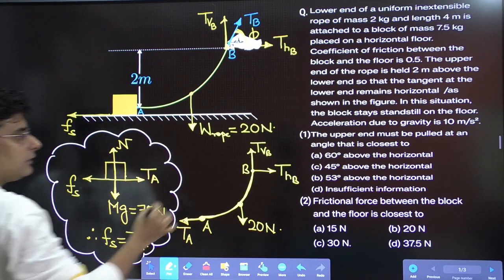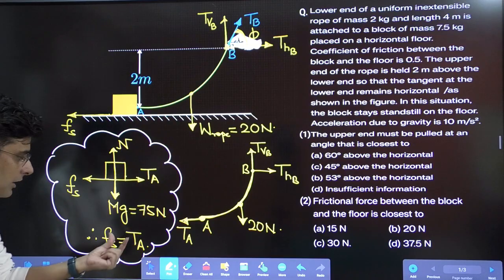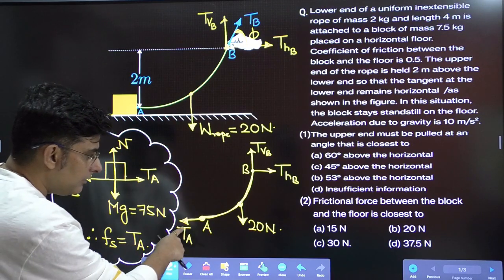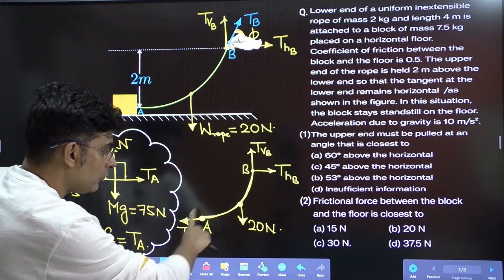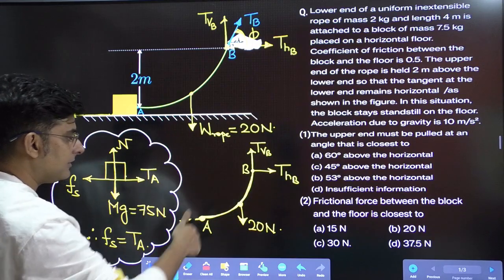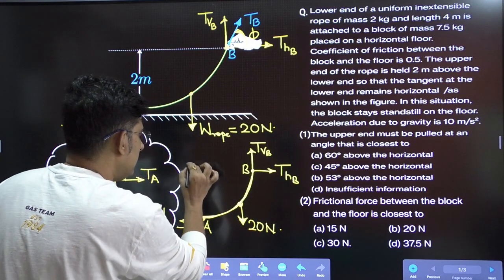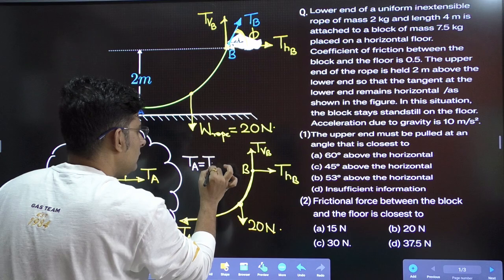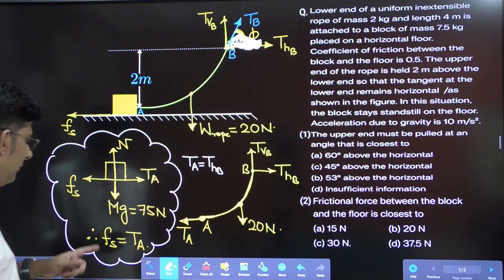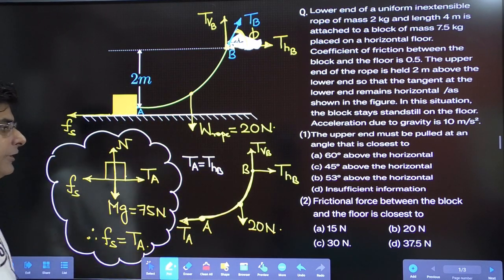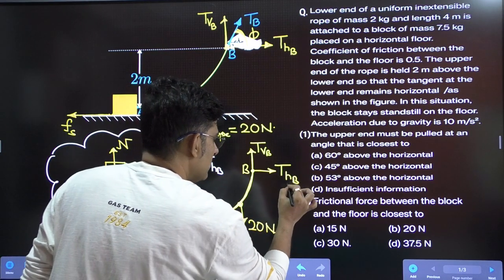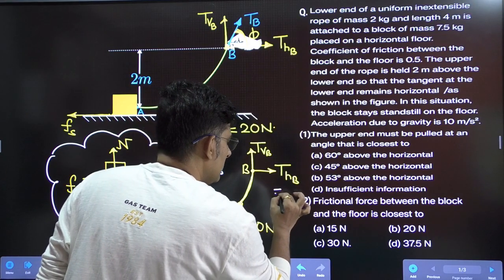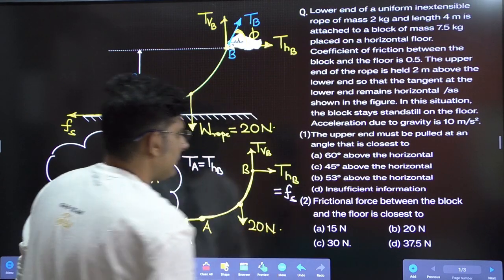You can see that the friction force is equal to TA, and since the rope is also in equilibrium, horizontal forces will be balanced, so we can say that TA will become equal to THB. But TA is also equal to Fs, that means THB will become equal to Fs.